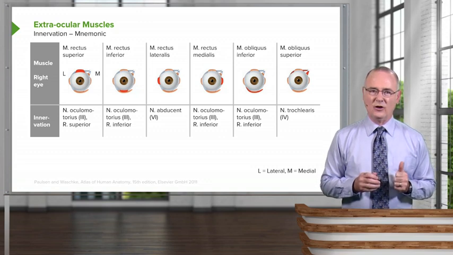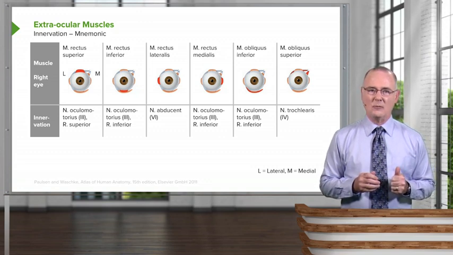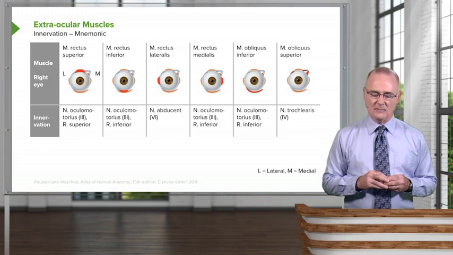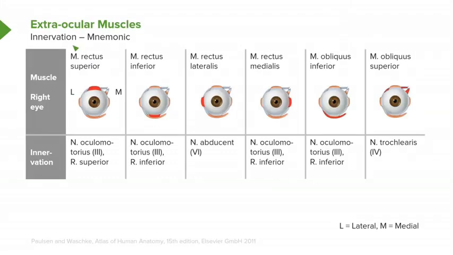So we're looking at cranial nerves 3 for oculomotor, 4 for trochlear, and then 6 for the abducent. The oculomotor bears the brunt of this innervation, as we'll see. Here is your superior rectus. Oculomotor is its innervation. Here is your inferior rectus. Again, oculomotor. The lateral rectus, shown here in bright red.